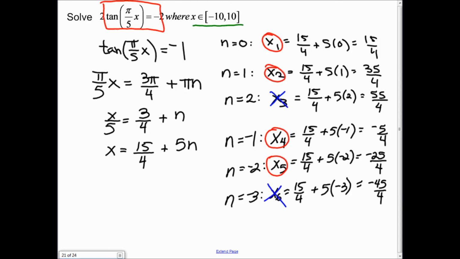And so we only have 4 possible acceptable values: 15 over 4, 35 over 4, negative 5 over 4, and negative 25 over 4. So we're going to write down our solutions to this particular equation. And we're just going to keep in mind that convention usually states that we're going to put the smallest values first. And so we're going to deal with negative 25 over 4, comma, negative 5 over 4, comma, 15 over 4, comma, 35 over 4. And we've just listed all the possible values of x between negative 10 and positive 10 that satisfy our equation that we have up at the top.